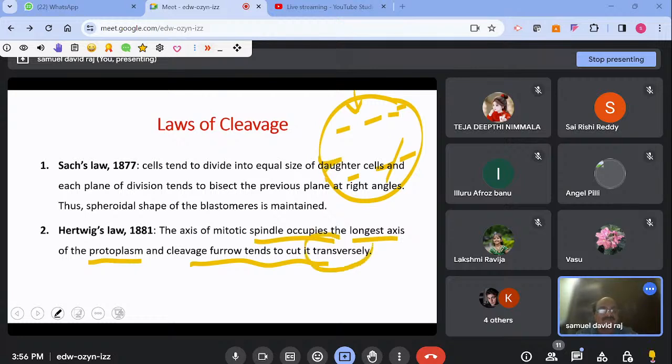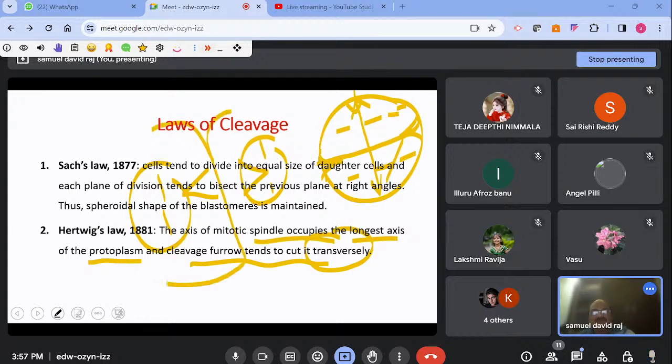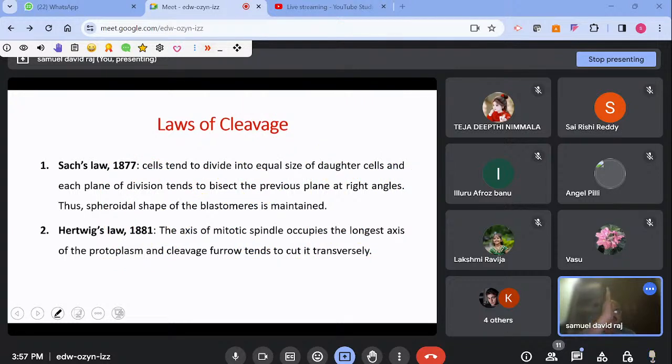It cuts it transversely. The mitotic spindle occupies the longest axis of the protoplasm, whereas the constriction, the cleavage furrow, cuts it transversely. The mitotic spindle is in this direction, so that the nucleus is formed in this direction, and now the cleavage furrow cuts it again transversely. So whatever it may be, according to him, the mitotic spindle occupies the longest axis of the protoplasm, and the cleavage furrow cuts it transversely.